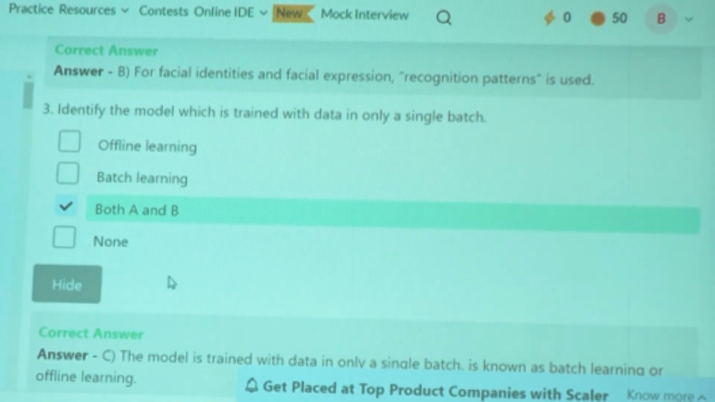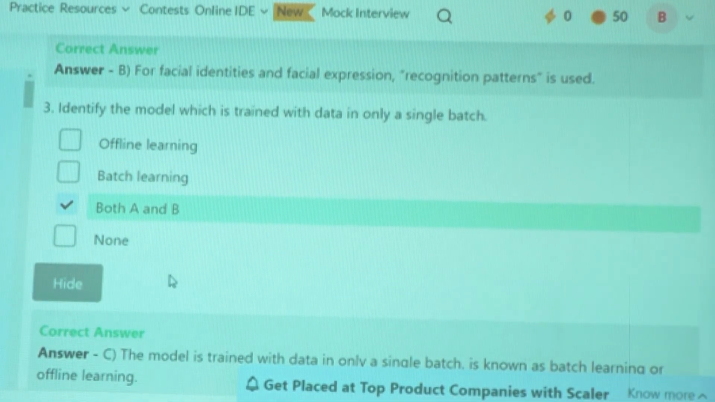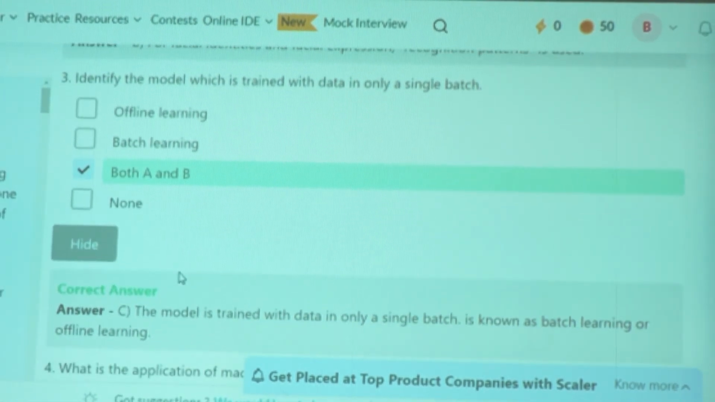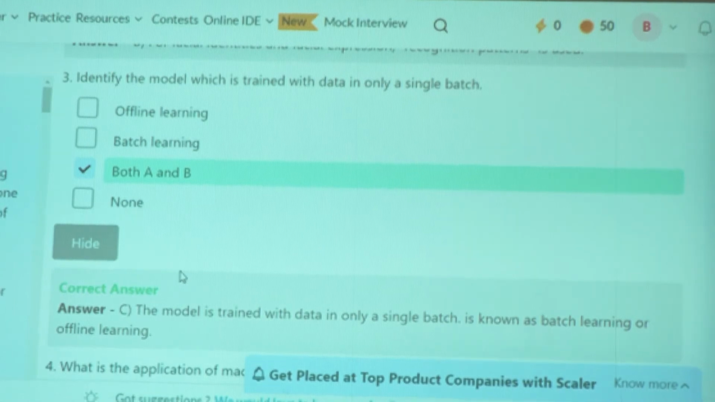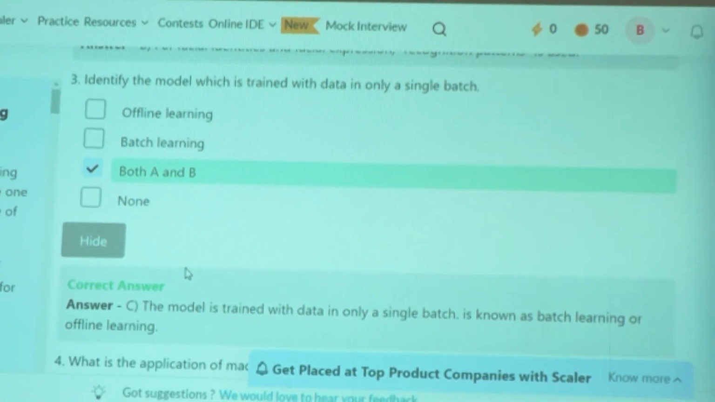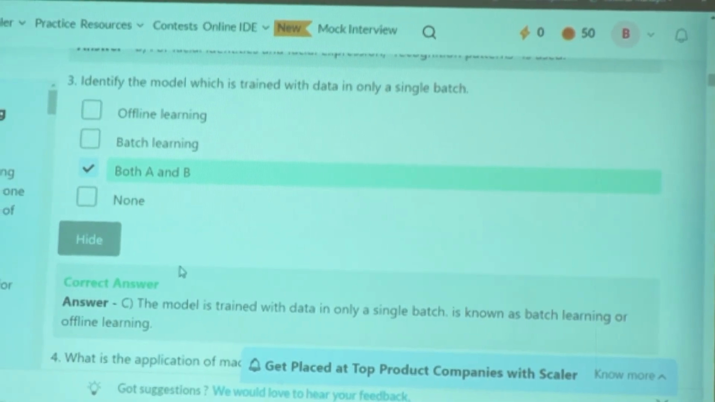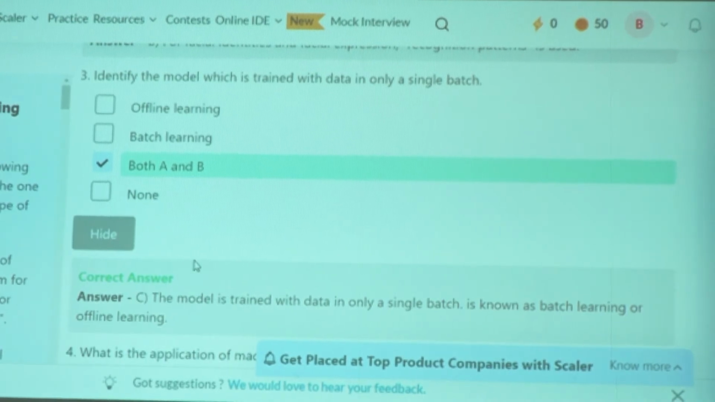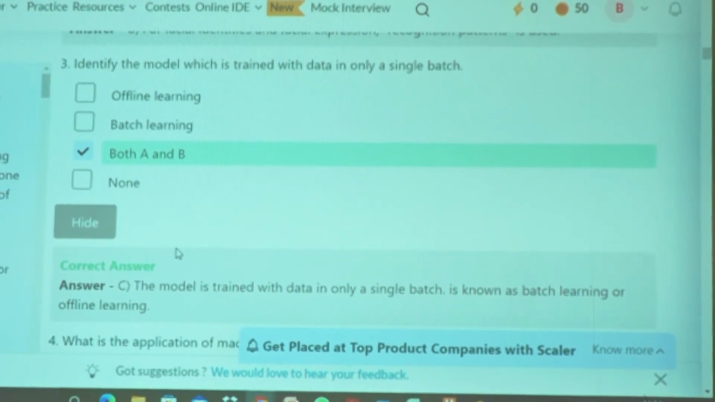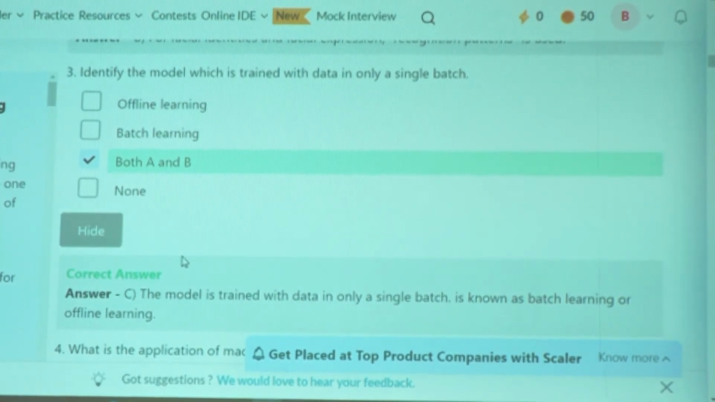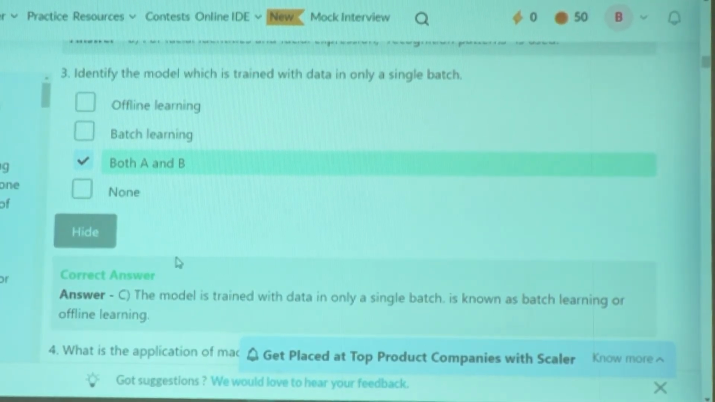What is offline and batch learning? What is offline? What is batch learning? There is online learning, and online or batch. If the data is continuous, like Facebook or WhatsApp or the stock market, all these have a continuous flow of data. That is online learning. If you are training your model on that, then it is called online learning.